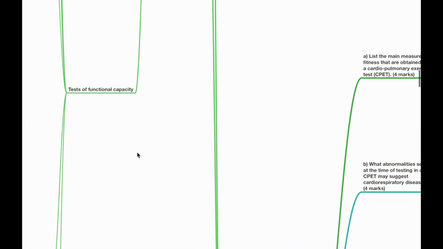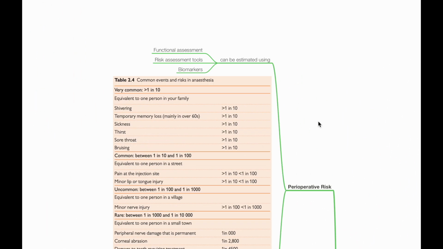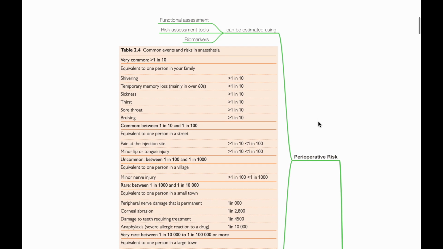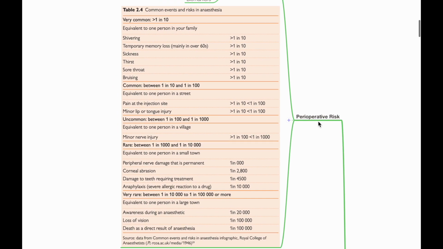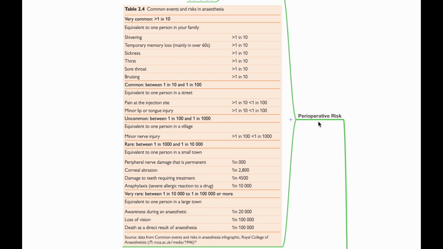Additional information. Perioperative risk can be estimated using functional assessment, risk assessment tools, and biomarkers. This table shows common events and risk in anesthesia. Data sourced from the Royal College of Anaesthetists.